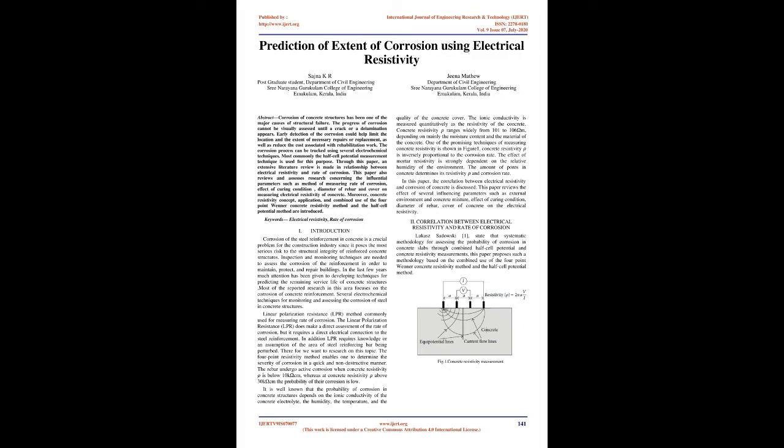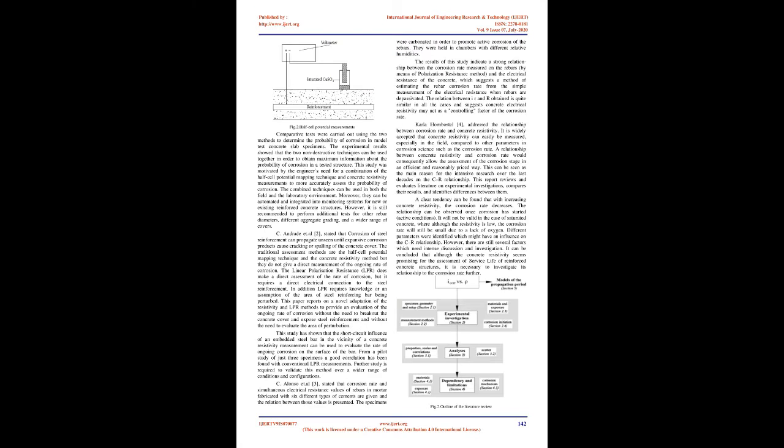Lucas Sadowski states that a systematic methodology is needed for assessing the probability of corrosion in concrete slabs through combined half-cell potential and concrete resistivity measurements. This paper proposes such a methodology based on the combined use of the 4-point Wenner concrete resistivity method and the half-cell potential method. Comparative tests were carried out using the two methods to determine the probability of corrosion in model test concrete slab specimens. The experimental results showed that the two non-destructive techniques can be used together in order to obtain maximum information about the probability of corrosion in a tested structure.